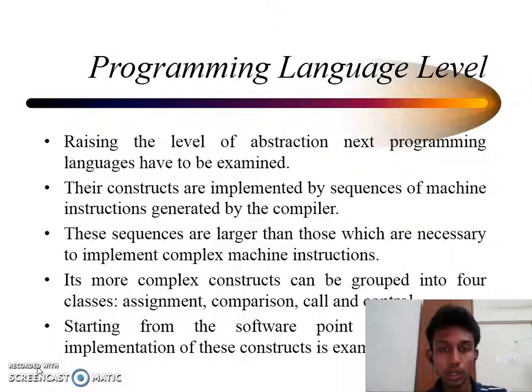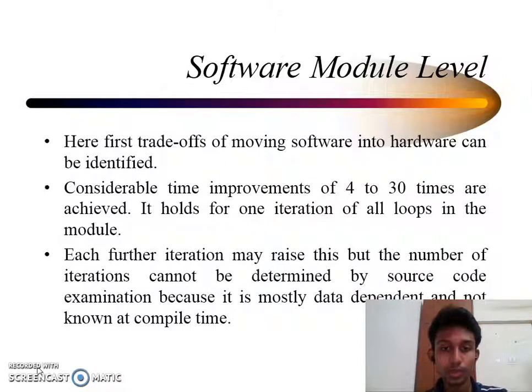So here the first trade-off, moving software into hardware, can be identified. A considerable time improvement of 4 to 30 times is achieved. It holds for one iteration of all loops in the module. Each further iteration may raise it, but the number of iterations cannot be determined by source code examination because it is mostly data dependent and not known at compile time. So these are the software module level trade-offs.